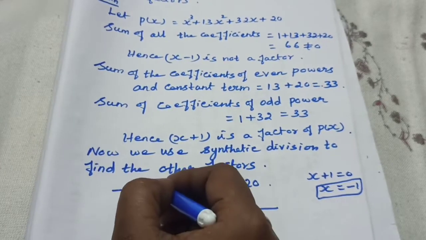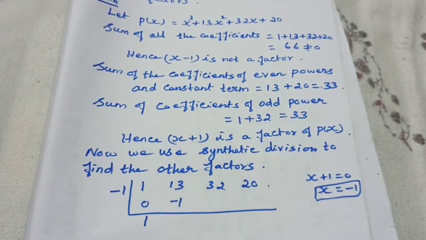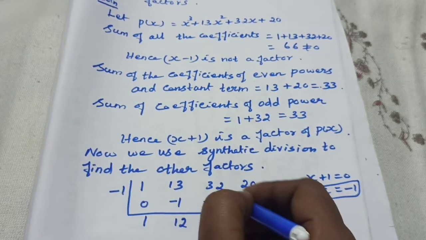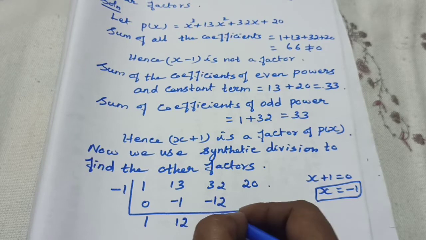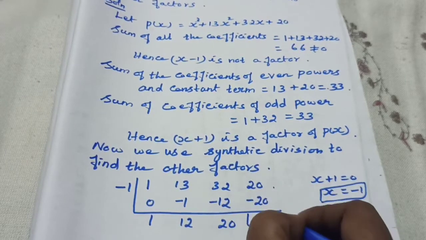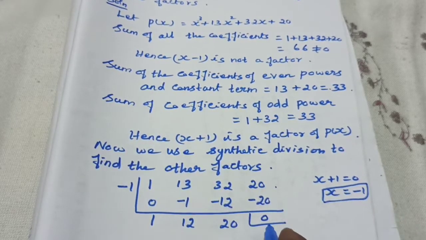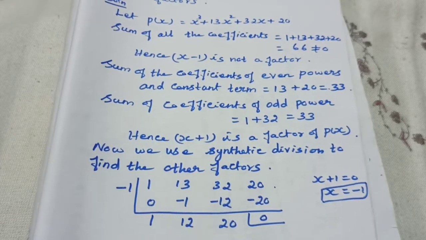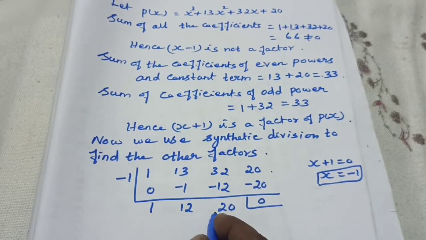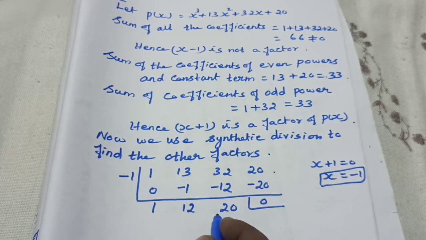Then put 0 here. 1 plus 0 is 1. 1 times minus 1 is minus 1. Add these two: 12. 12 times minus 1 is minus 12. Then add these two: 20 we will get. Then 20 times minus 1 is minus 20. Last, 0. So only here we got 0. The remaining is the quotient, isn't it? This quotient you should write. Using the factorization method, two factors we can find. That method is enough for us.